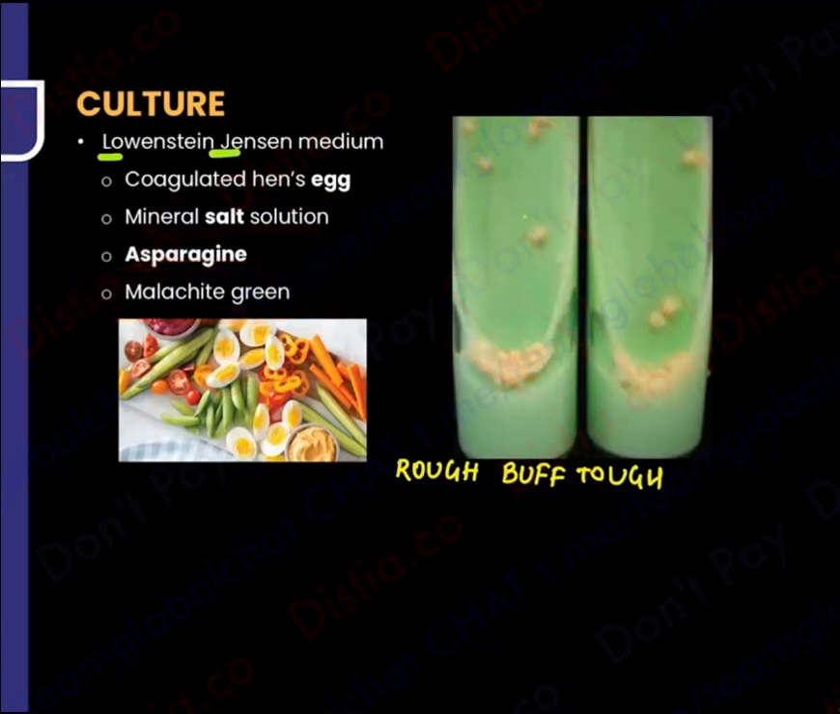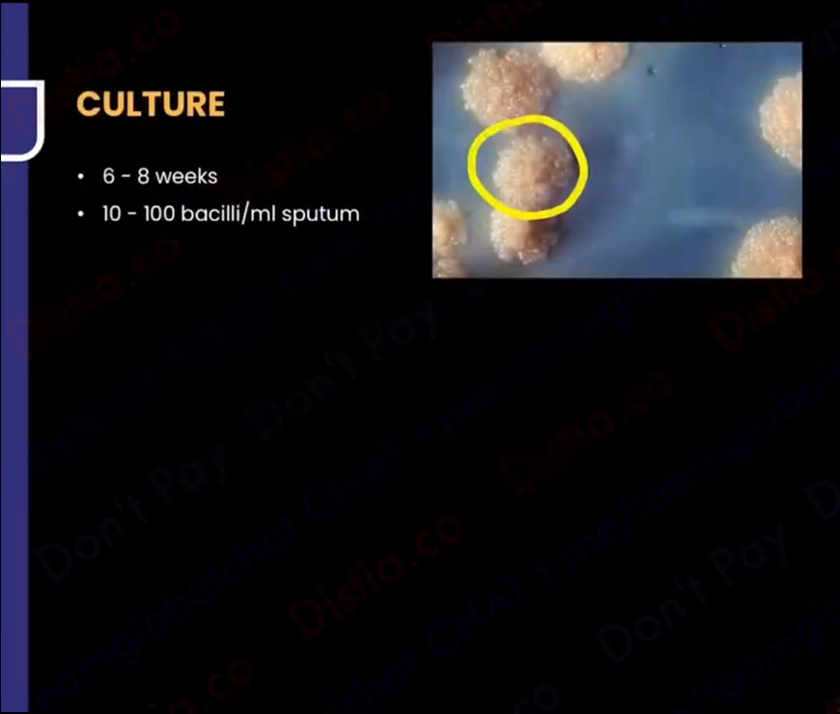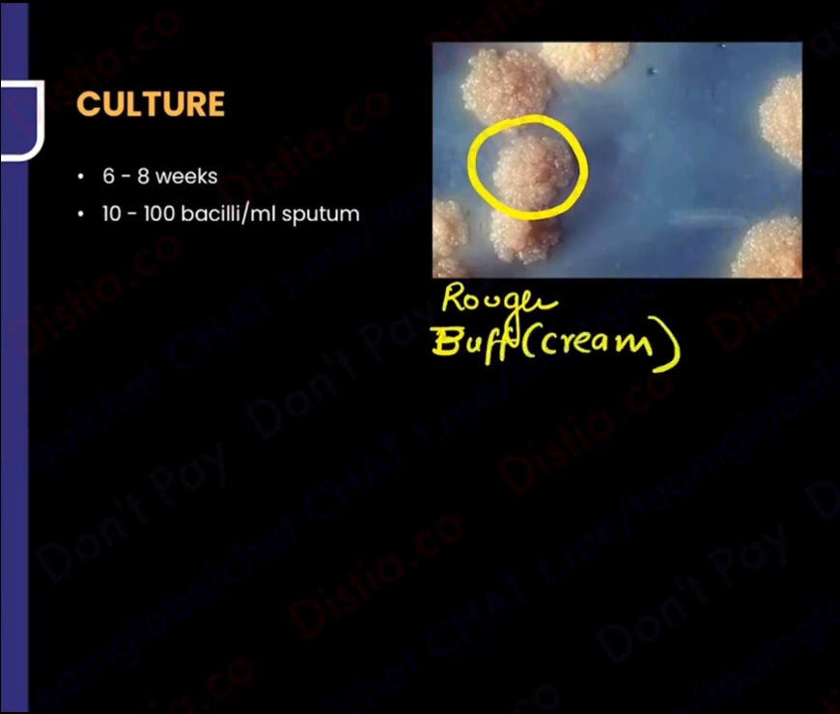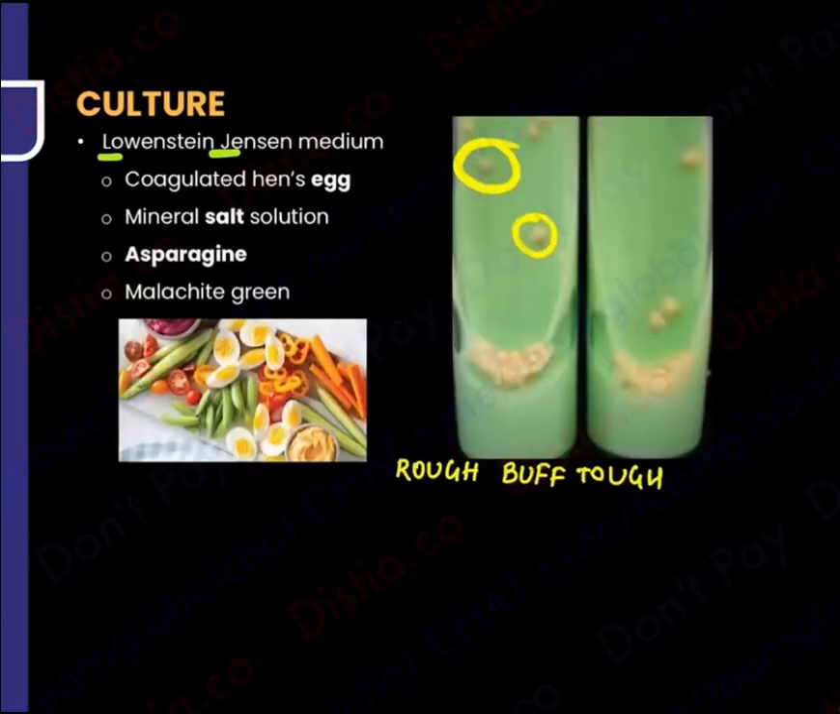And what colonies are you getting? Do you want to zoom into these colonies and see? Look at these. They are rough, buff, tough. It's like a rhyme. This is going to be a rough colony. It's going to be rough, buff, tough. Buff refers to cream color. See, it's not coming across as white, pearly white, it's cream color. And tough because you can't remove it. So this is going to be a rough, buff, tough colony as you see over here. That is what you see on the LJ media.